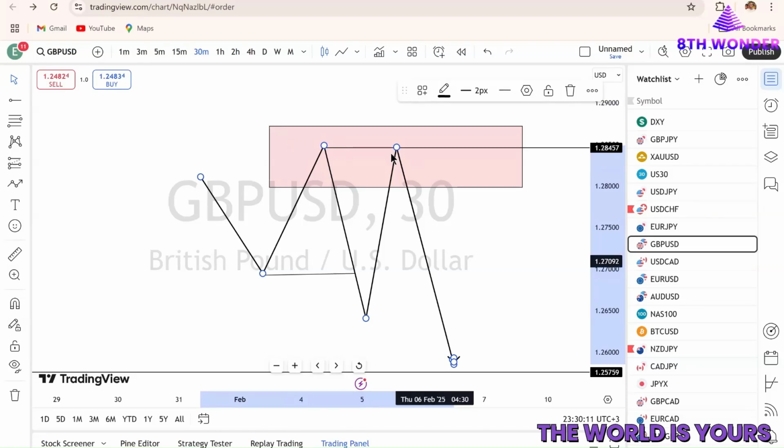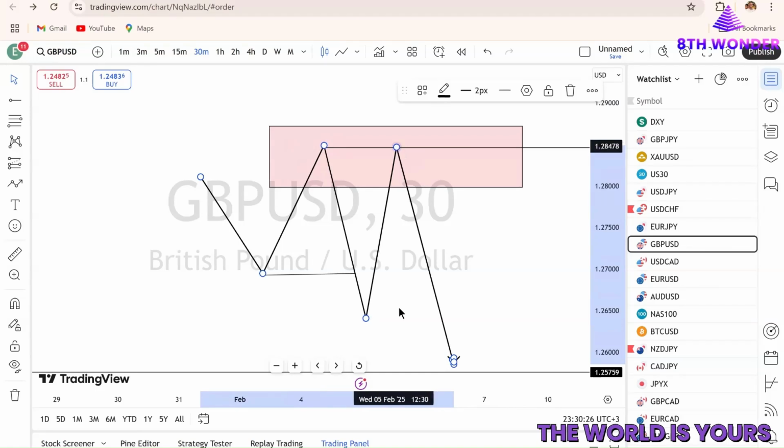If you don't see this change of character, it means the market will continue to buy. But once the market enters the zone, then rejects, breaks the previous low, and comes back to the area where the market began this move which broke the structure, then this is where you're going to take your sells.